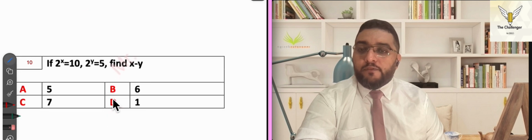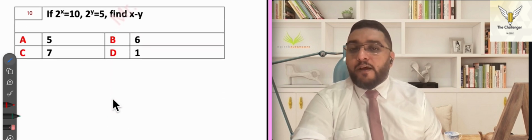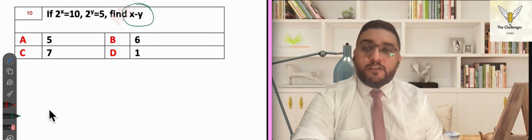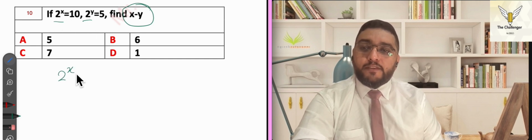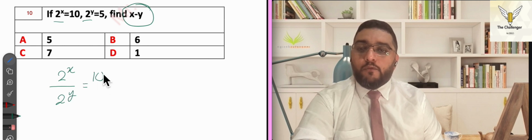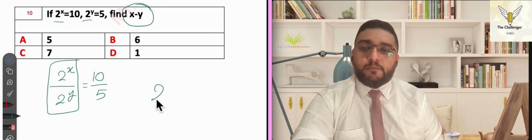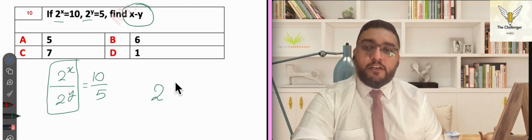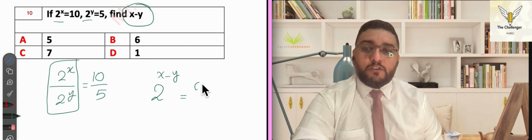Next question. If 2 raised to the power of x equals 10 and 2 raised to the power of y equals 5, find the value of x minus y. For x minus y, with the same base, we divide both numbers. We put 2 raised to the power of x over 2 raised to the power of y, which equals 10 over 5. For the left-hand side, we subtract the exponents, so we have 2 raised to the power of x minus y, which equals 10 divided by 5, which equals 2.